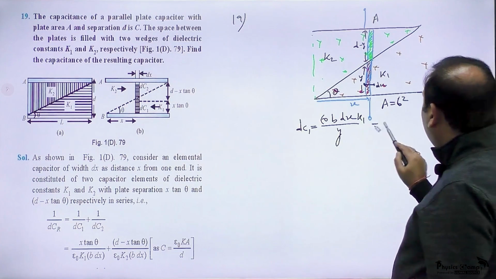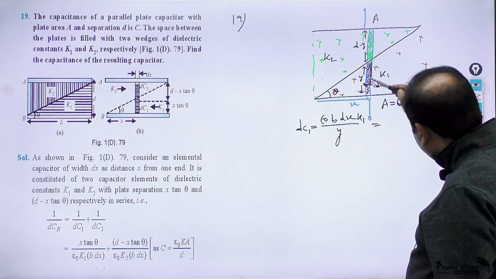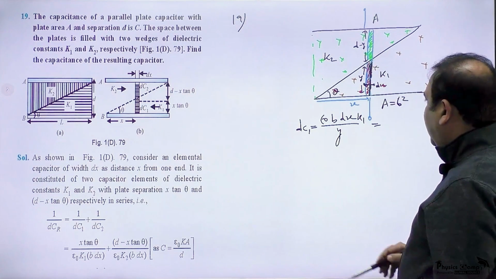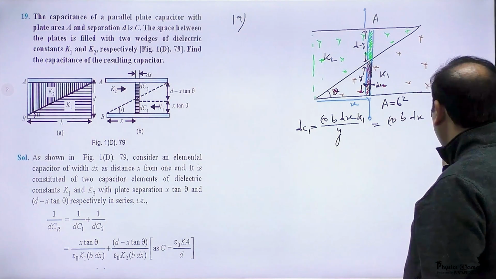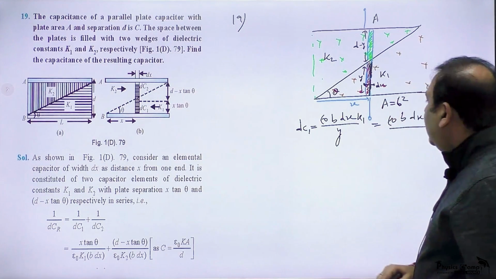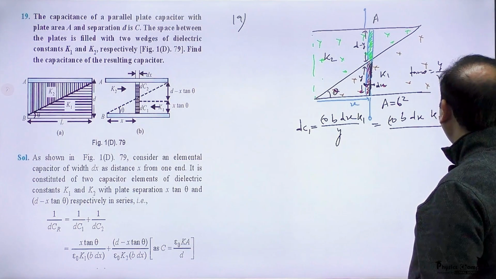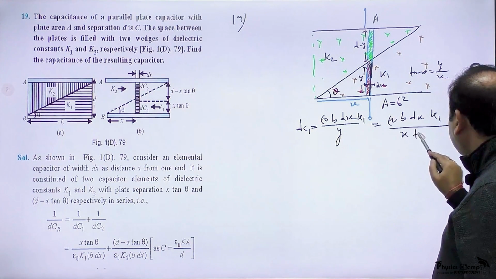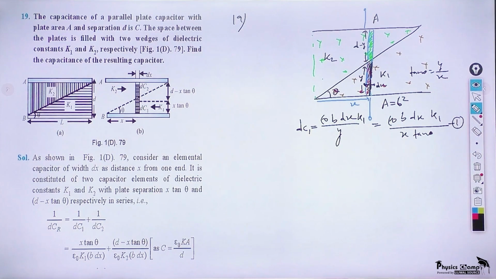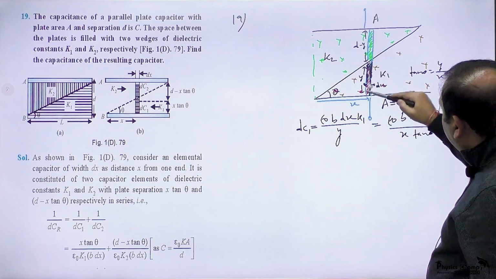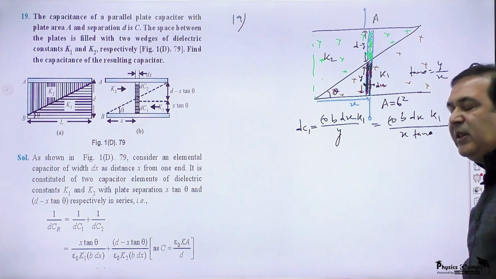So this value of the lower capacitor, just this part over here, the capacitance would be epsilon naught b dx K1. I want y also in terms of x. So can we say tangent theta is y by x? So y is x tangent theta. This is equation number 1. This is the capacitance of this small lower portion, which has a width dx and was filled with the dielectric constant K1.